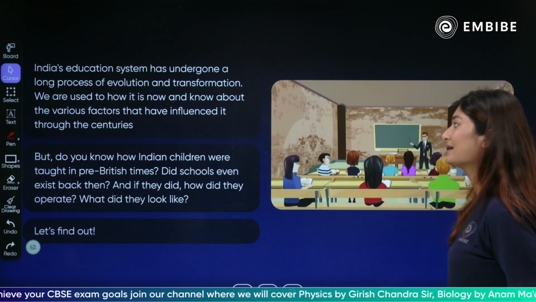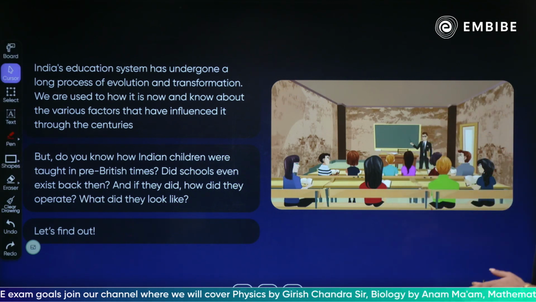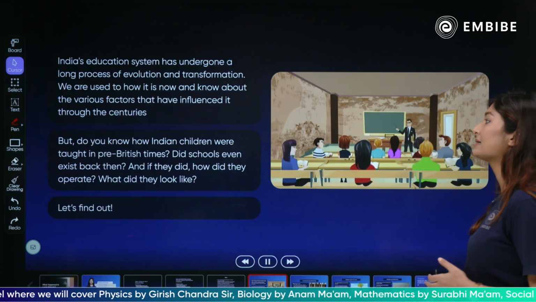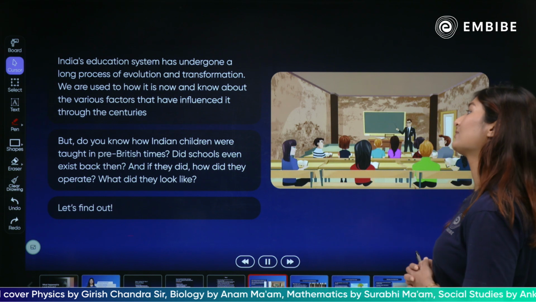Let's get started with today's topic. India's education system has undergone a very long process of evolution and transformation.